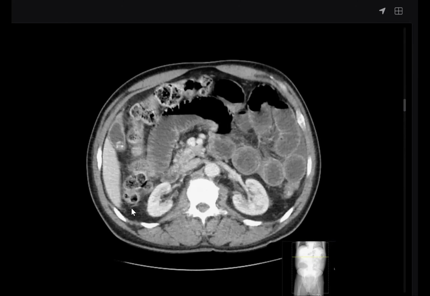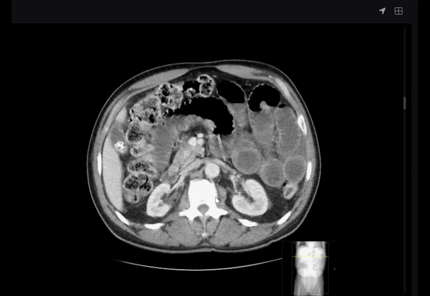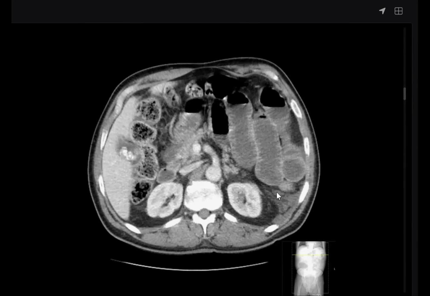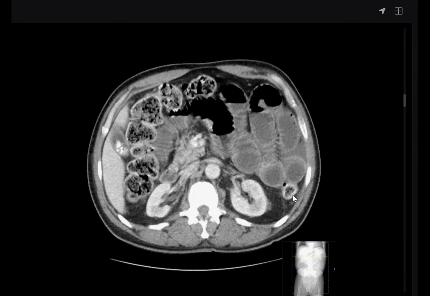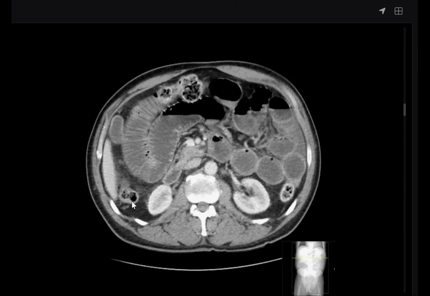So now I would like to see if there is any mass lesion, especially as this patient is old. You noticed dilated small bowel. What about the large bowel? The large bowel is collapsed, not dilated. The transverse colon is of normal caliber as well.